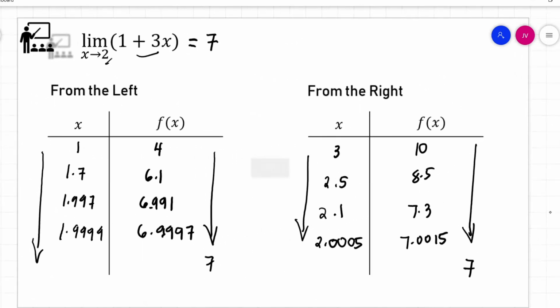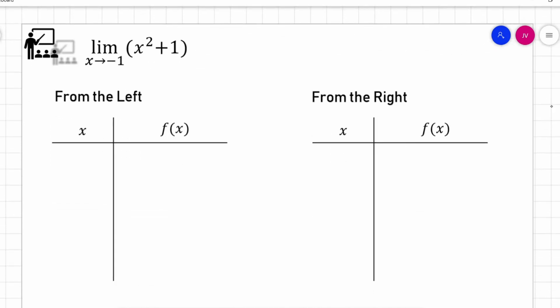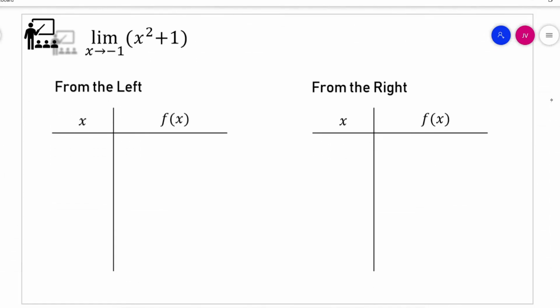So let's have another example. Here, we have here limits of x squared plus 1. Now this time, our constant is equal to negative 1. So assigning value from the left and from the right. Ulitin natin na kinakailangan close value doon sa ating constant na negative 1 ang ibibigay natin as value of x. So here, pwede nating gamitin ang negative 1.5, negative 1.2, negative 1.01, negative 1.0001.